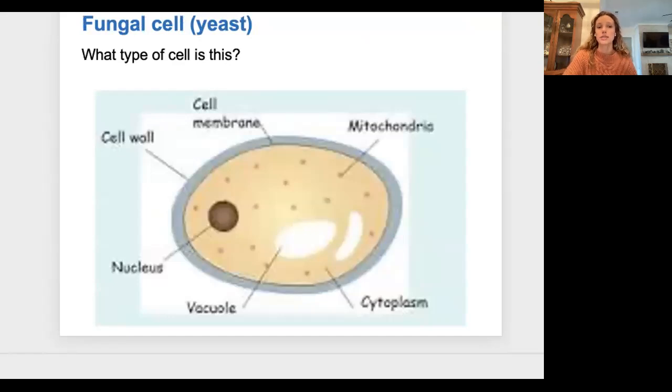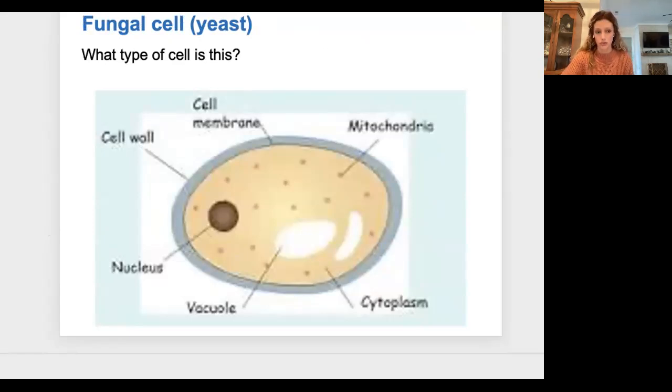Okay, so what type of cell is this? This is a fungal yeast cell. First of all, look at my labeled organelles in my picture. It says that I have a nucleus. So if I have a nucleus, what's going to be stored in there? My DNA. So if I have membrane bound organelles, that I have a nucleus that's storing my DNA, is it prokaryote or eukaryote?